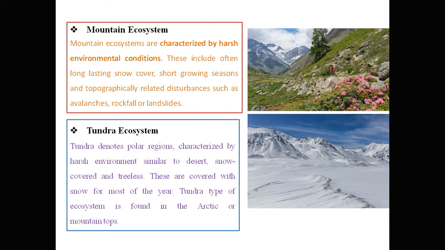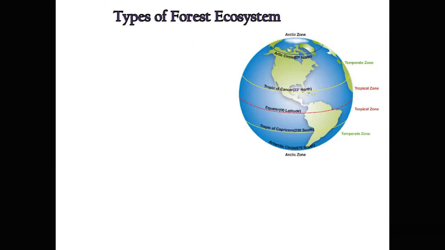Tundra, this word denotes polar regions. This ecosystem is characterized by a very harsh environment similar to desert. It is a snow covered and treeless ecosystem. These are covered with snow for most of the year. Tundra type of ecosystem is found in the Arctic or on mountain tops. These regions are available near polar regions.